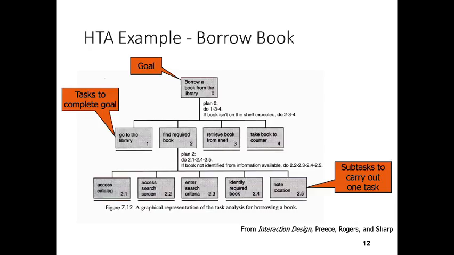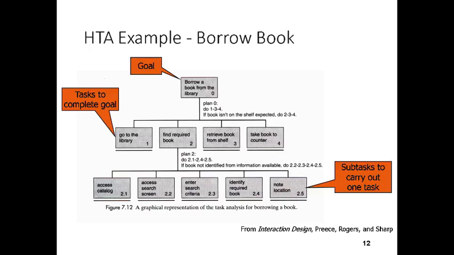So the plan gives you the order in which to do these steps, and it doesn't necessarily have to be in order. Like I mentioned, there's a lot of loop logic. So you can have something like keep looking until you find the book. So that's kind of looping. You're looking and looking and looking until you meet some condition. Or you could have conditional logic. If you find the book, then move on to the counter to check it out.